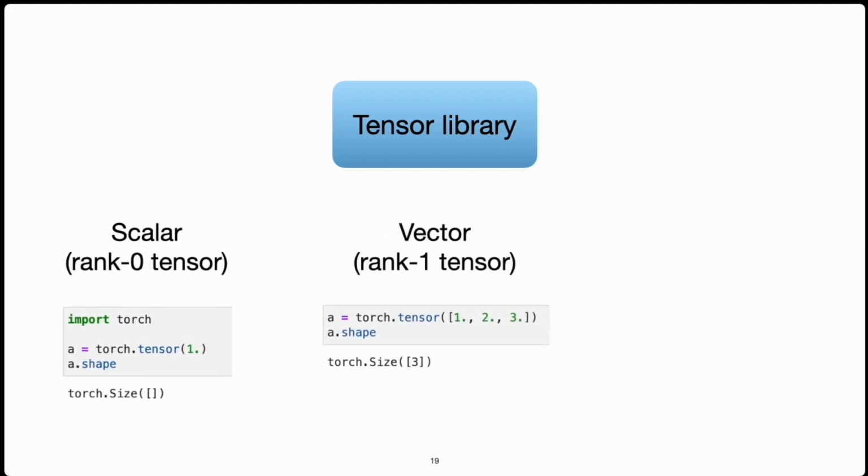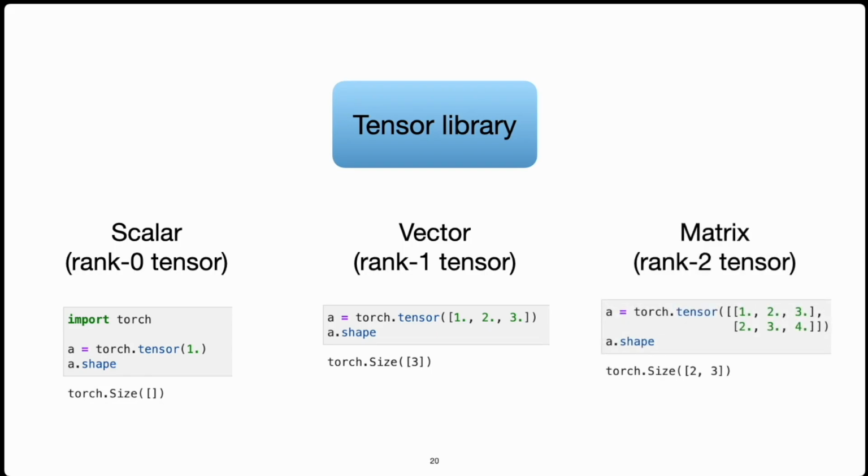So then there's also the concept of a vector, which is essentially a rank 1 tensor. So here I'm initializing a so-called rank 1 tensor, and I use the same torch.tensor function here. And then there's also the concept of a rank 2 tensor, which is essentially a matrix. So for the matrix, you can think of it as multiple vectors concatenated together. So here I have a 2x3 matrix.